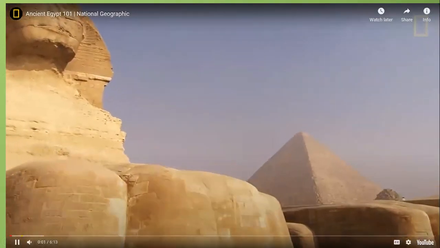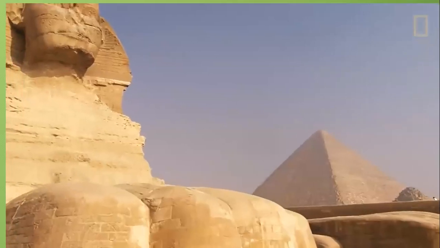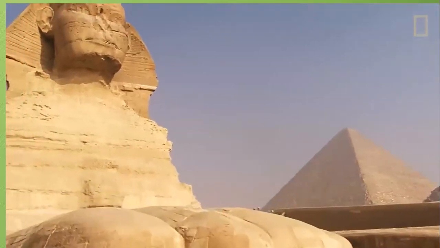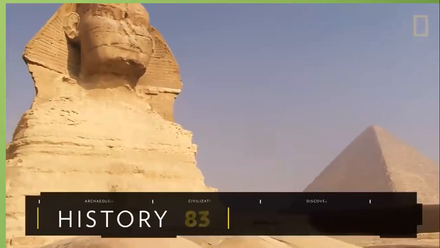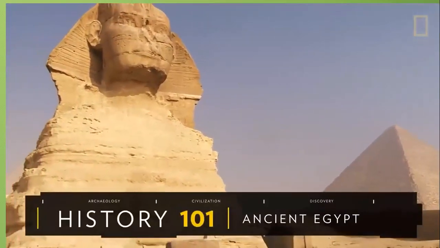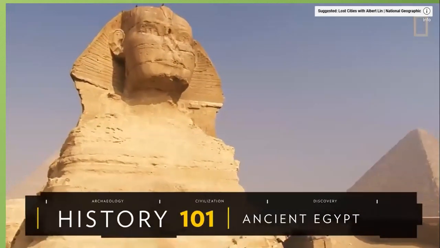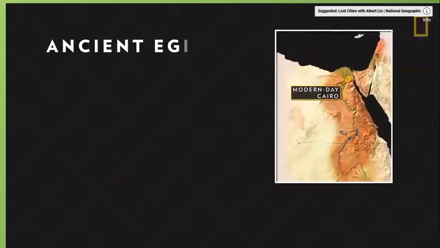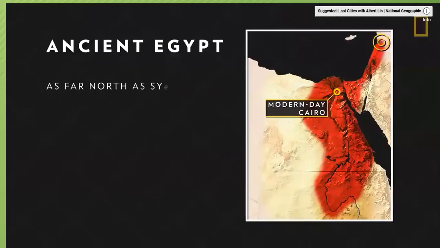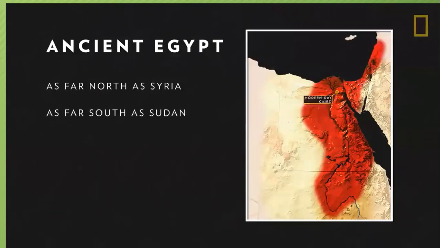The ancient Egyptian civilization lasted for over 3,000 years and became one of the most powerful and iconic civilizations in history. At its height, ancient Egypt's empire stretched as far north as modern-day Syria and as far south as today's Sudan.